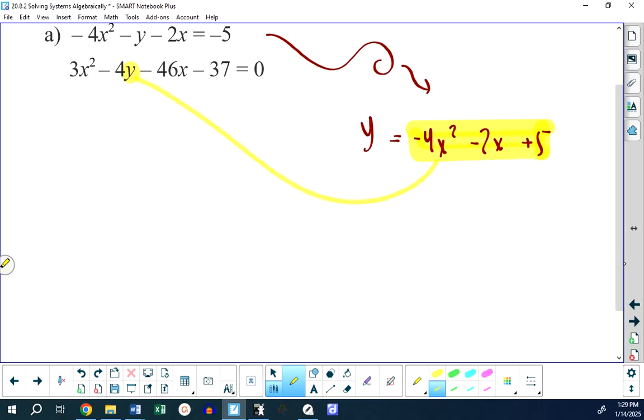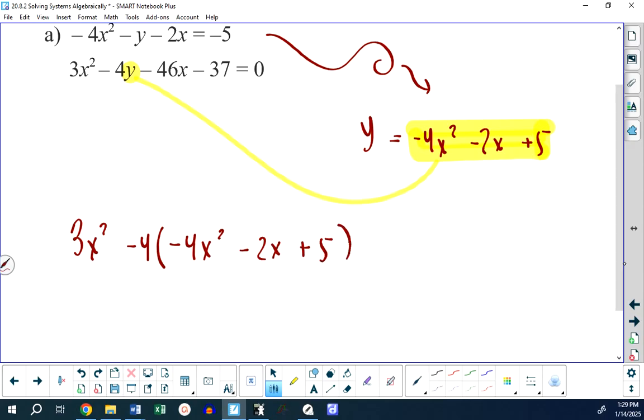So what do we get? We get 3x squared minus 4 times this beast, minus the 46x, minus the 37 equals 0. So we have our 3x squared, then we have minus 4 times y, but this thing that I'm highlighting is y, then minus 46x, and then minus 37. So what now? Well, simplify it.